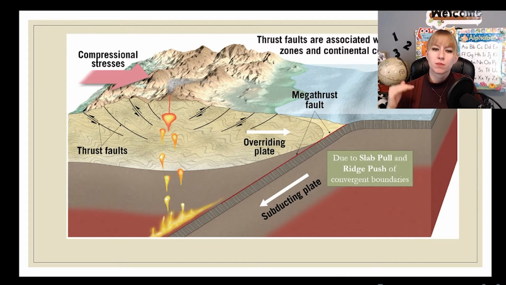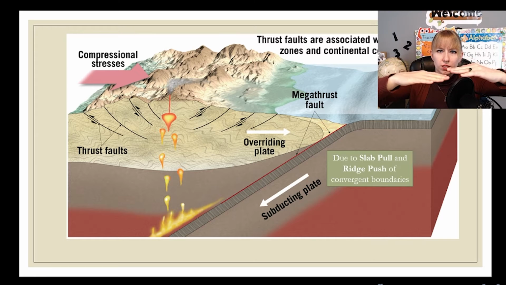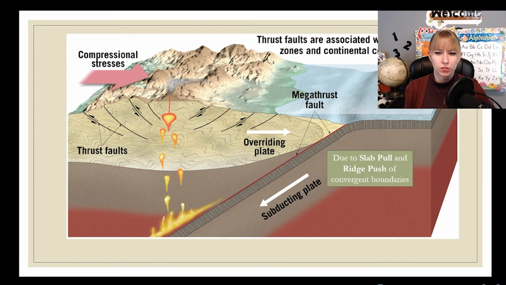And it is because of this megathrust fault which causes buildup movement, which causes the displacement of water and thus a tsunami.